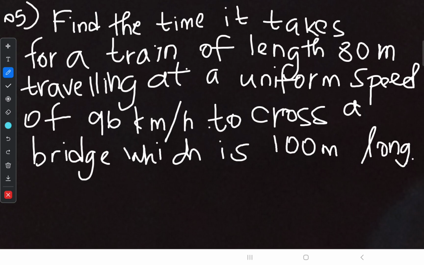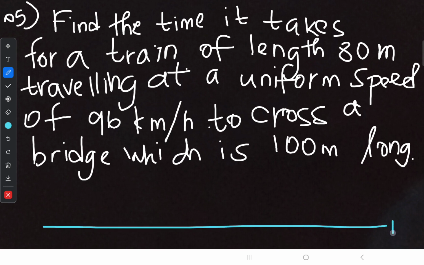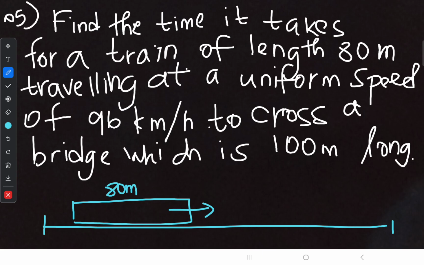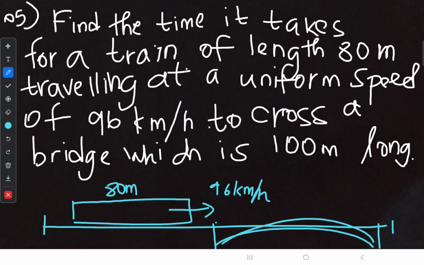Find the time it takes for a train of length 80 meters, traveling at a uniform speed of 96 kilometer per hour, to cross a 100-meter bridge. I'll draw a picture. This is a train. The length of this train is 80 meters. This is our 100-meter bridge. This train is going to cross this 100-meter bridge.